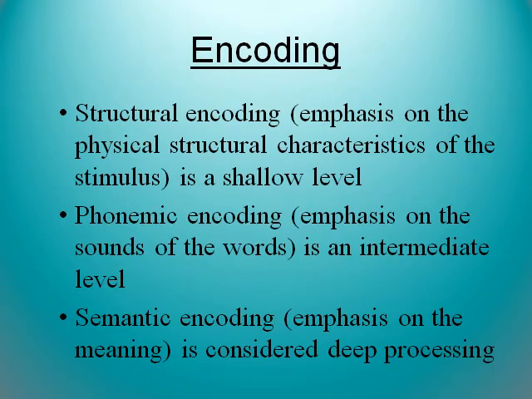Structural encoding emphasizes the physical structural characteristics of a stimulus. It's a shallow level of encoding, whereas phonemic encoding refers to the sounds of words. And it's an intermediate level, and then semantic encoding is emphasis on the meaning of words, which is more of a deep processing.